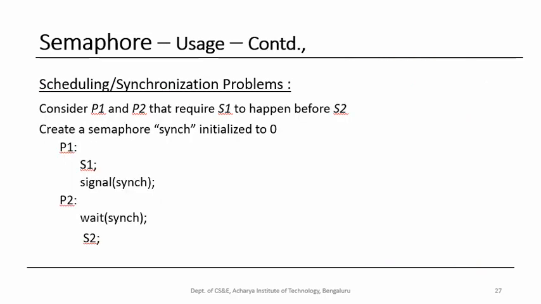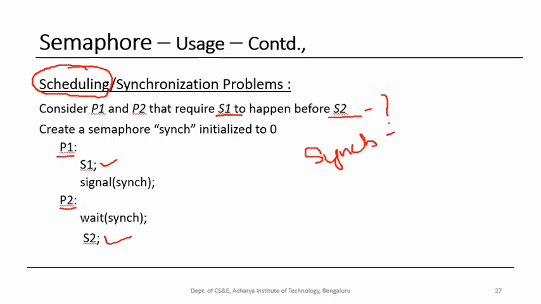See, another use of semaphore: you can do a kind of scheduling of statements which are there in different processes. Here I have considered two processes P1 and P2. P1 has statement S1 and P2 has statement S2. Now we want that S1 should get executed before S2. Now for this, can we use the semaphore? I have now used a semaphore called sync and its value is initialized to 0.